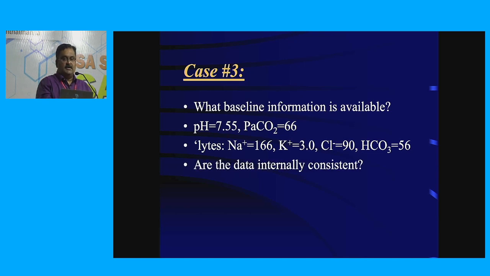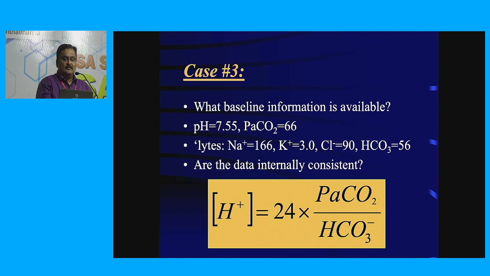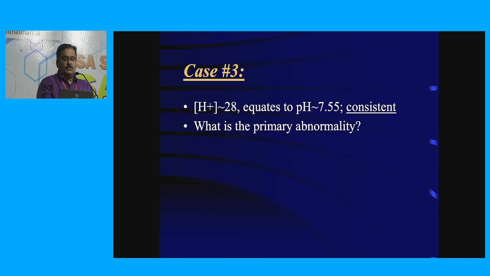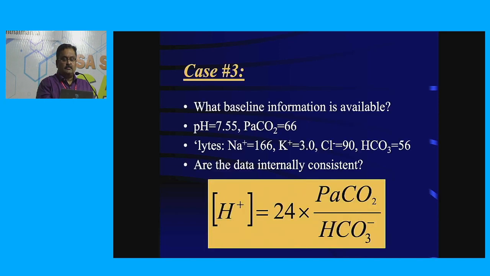Data is consistent, we have checked. You can write it down. I am going to change the slide. So, what is the primary abnormality? pH is 7.55, which is alkalosis. PCO2 is 66. Bicarb is 56. So this is metabolic alkalosis, right? The primary abnormality is metabolic alkalosis.